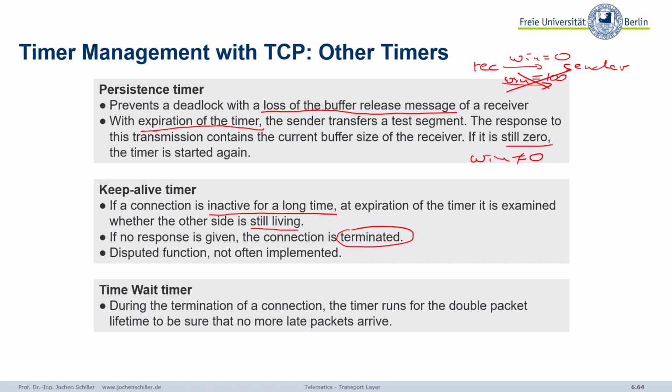Then finally, there's the time wait timer, quite important. The time wait timer is needed during the termination of a connection. So after both sides have sent their FIN packets, you still wait for a certain time, typically double the maximum packet lifetime, to be sure that no more late packets arrive. So that means even if you have a delayed packet, after this time, you can be pretty sure that there will be no late incoming packet for this connection.